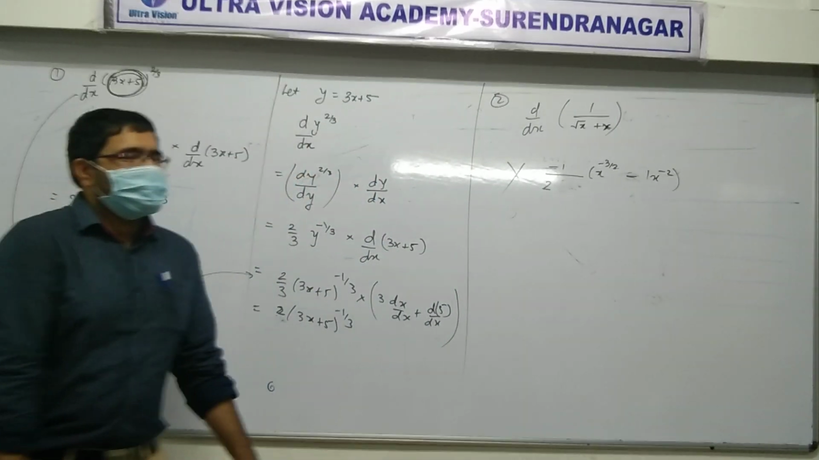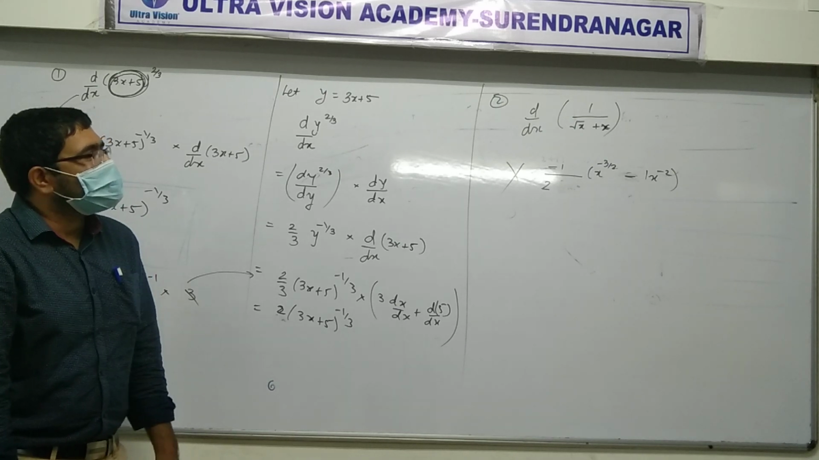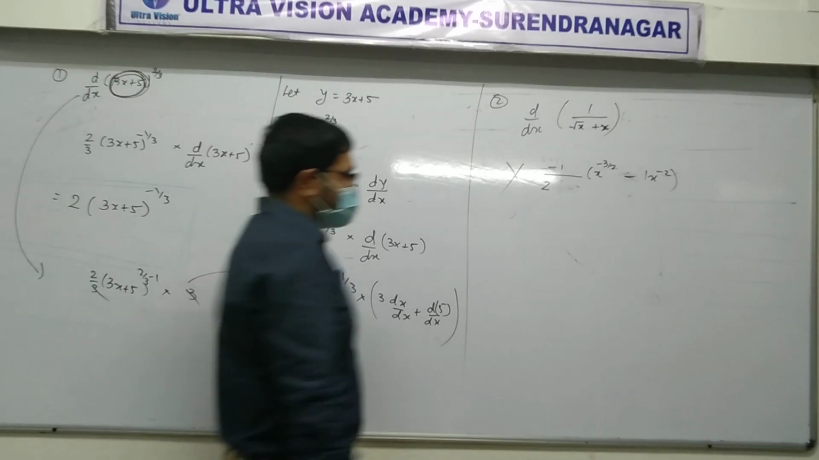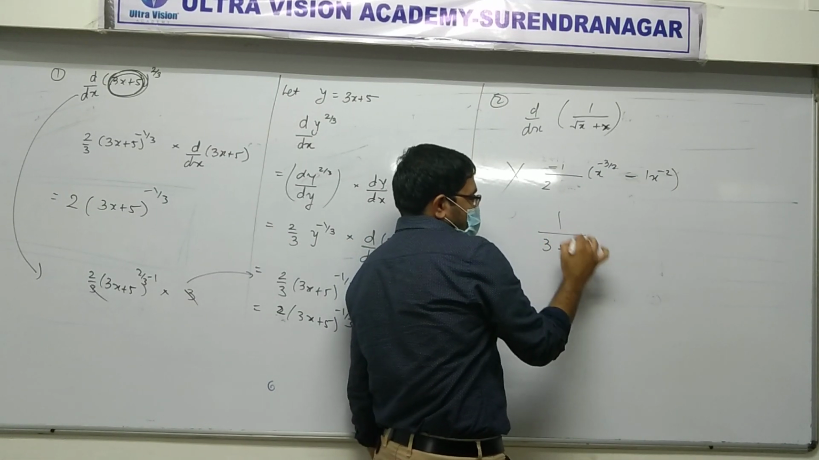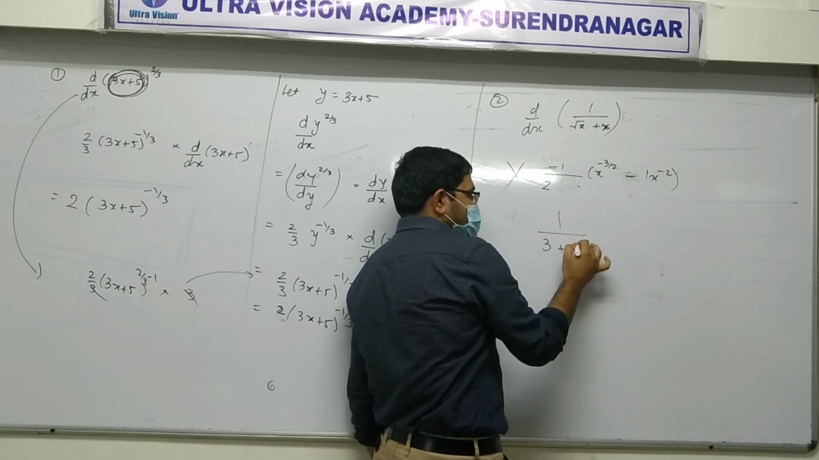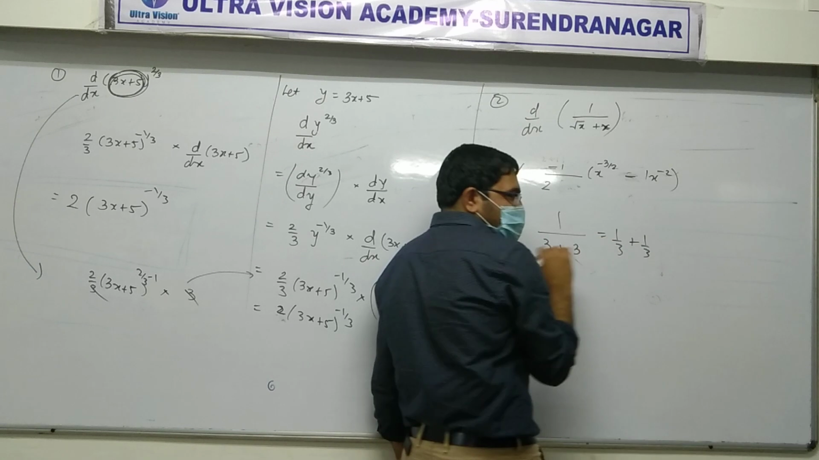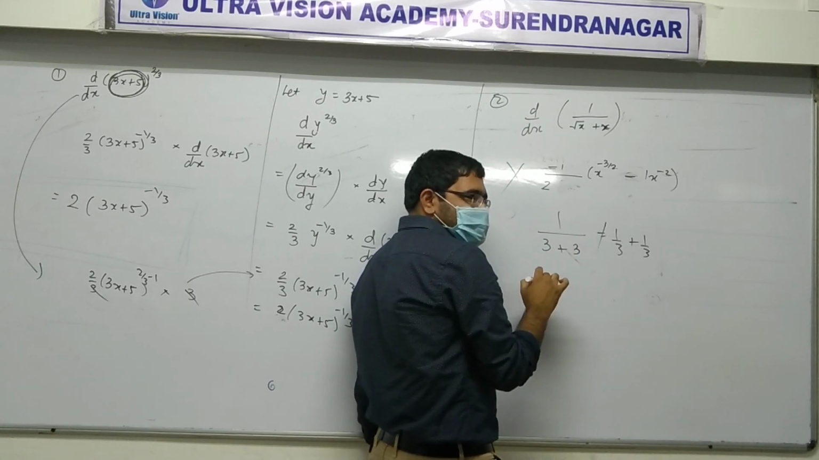That can't be. There are several mistakes. I see what you have done. Okay, here, see, 1 upon 3 plus 3 is not 1 upon 3 plus 1 upon 3. Okay, that's what you have done. This is wrong.